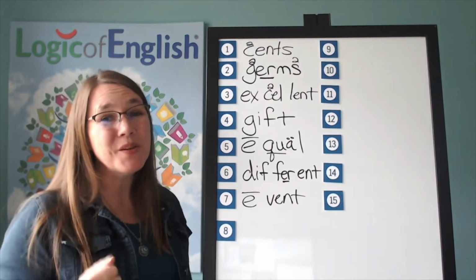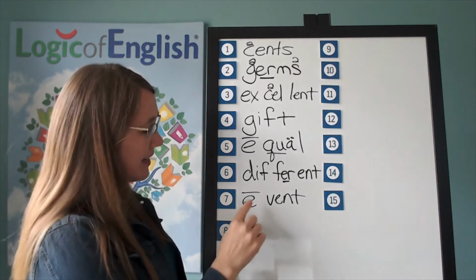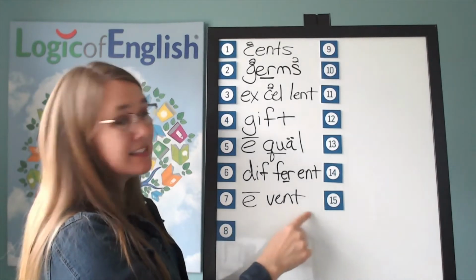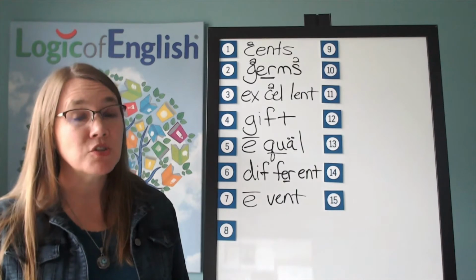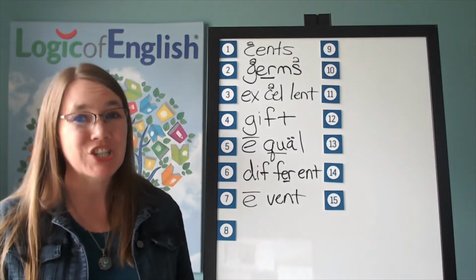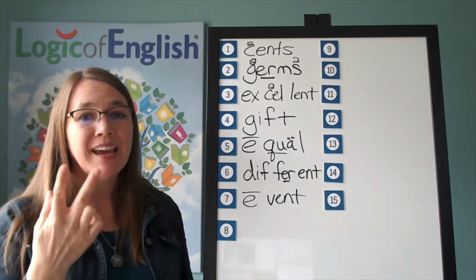A, E, O, U usually say their long sounds at the end of the syllable. Let's read it. Event. Event. The next word is check. Did you check all the boxes? Check. Go ahead and say check. Let's sound it out. Ch-e-k.